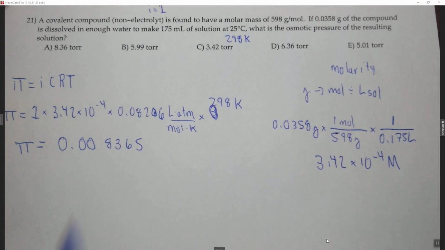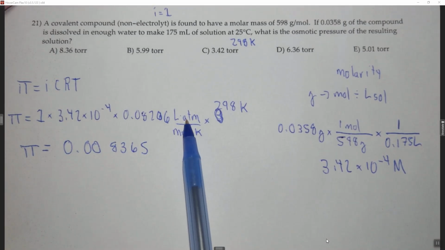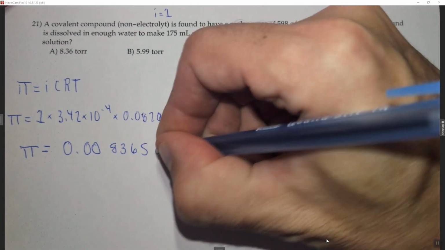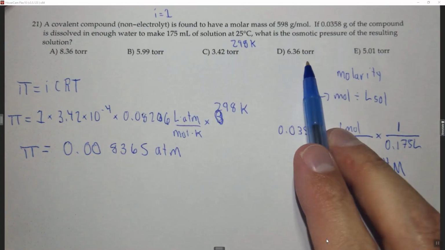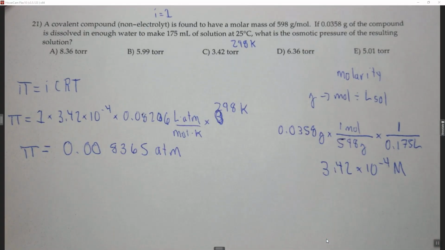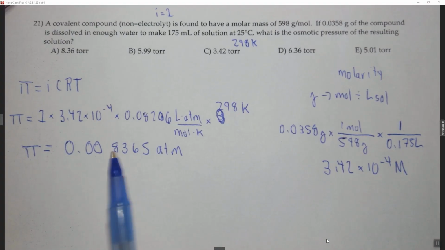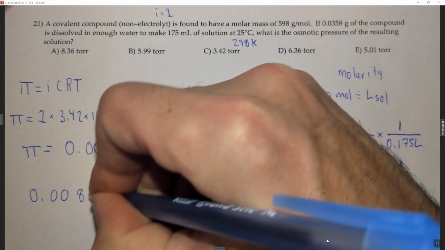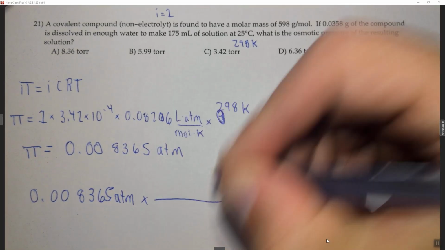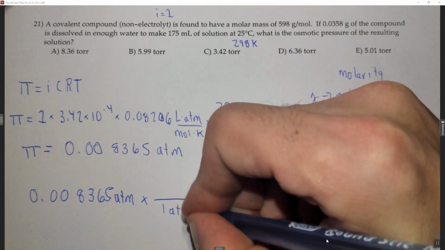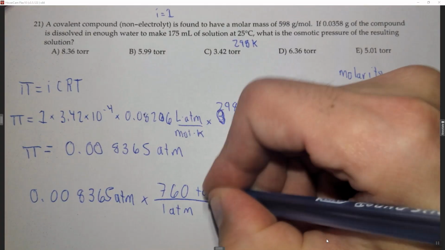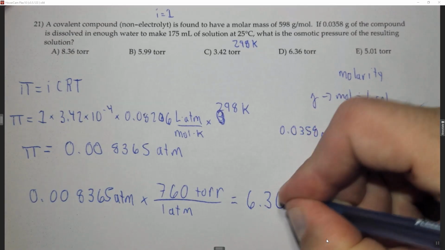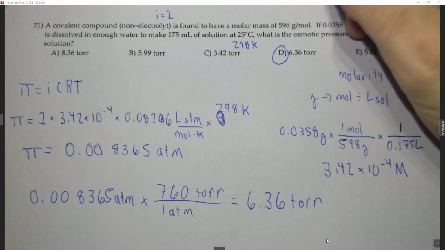So why is that? Well, we need to be aware that this is in atmospheres, because the unit of pressure here is atmospheres, and our answers are all in torr. The reason for that is that it's a really small number of atmospheres, so torr is probably a better unit here. So we need to convert atmospheres to torr. Specifically, we take the 0.008365 atmospheres times, for every 1 atmosphere on the bottom, 760 torr on the top. When you do that math, you find that it's 6.36 torr. So the answer is choice letter D.